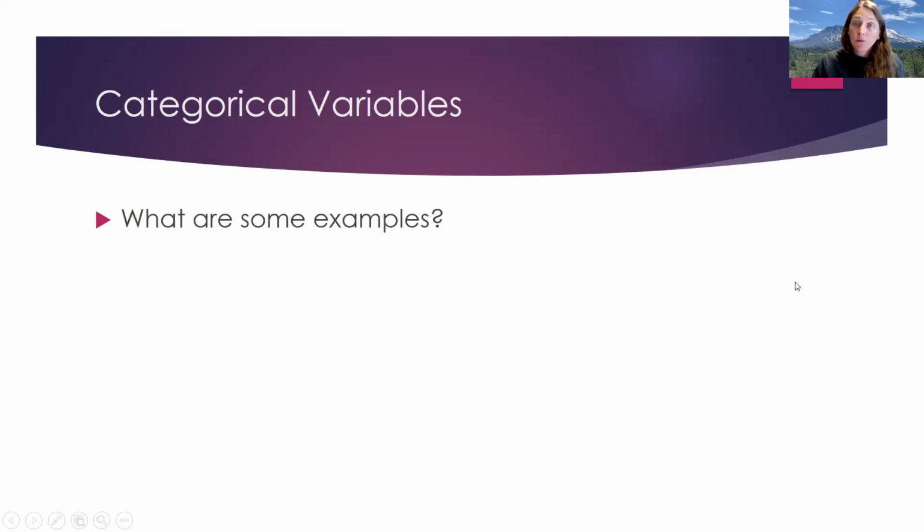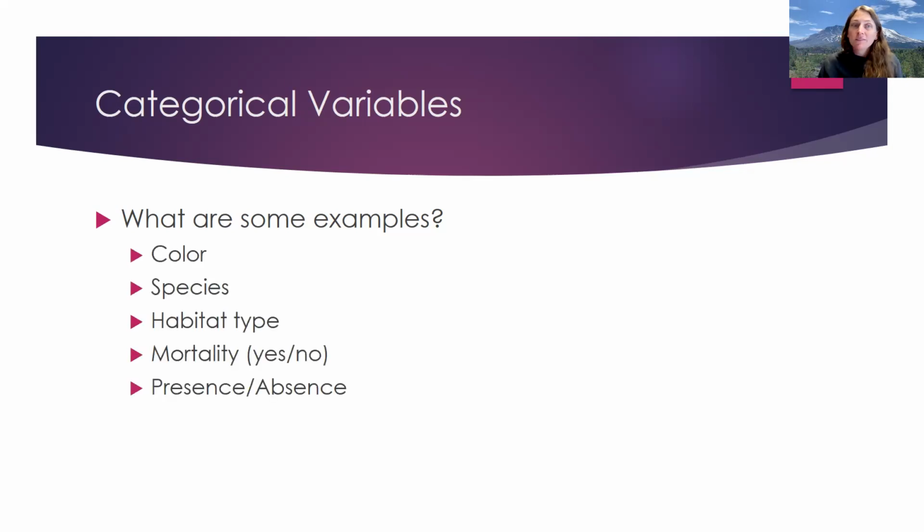In terms of categorical variables, since I think we think about these less frequently, what are some examples? So maybe just look around the room and think of some things that vary around you that you could put into some categories. So what might some of those examples be? Well, colors, species, habitat types, like the kind of 20 questions kinds of things. Is it made of wood or metal, or is it bigger than a bread box, smaller than a bread box? These would all be categorical variables.